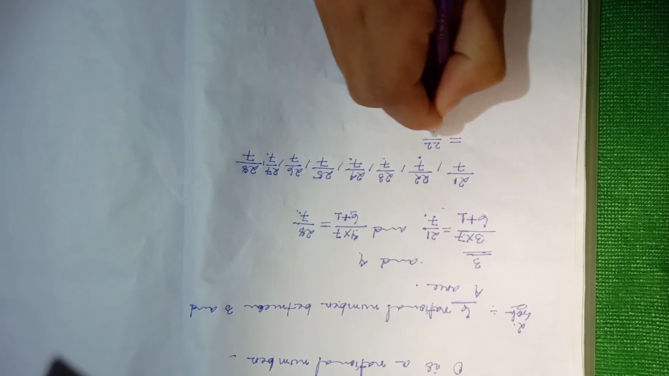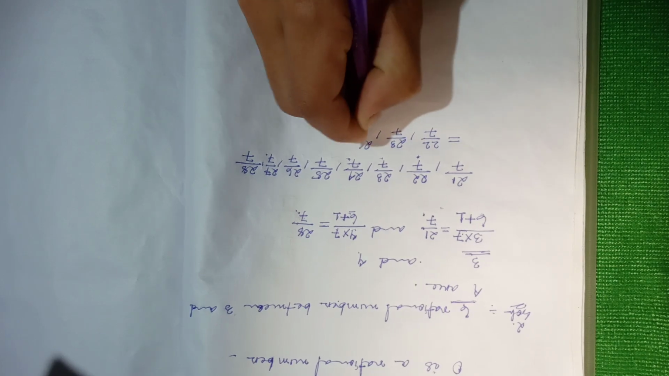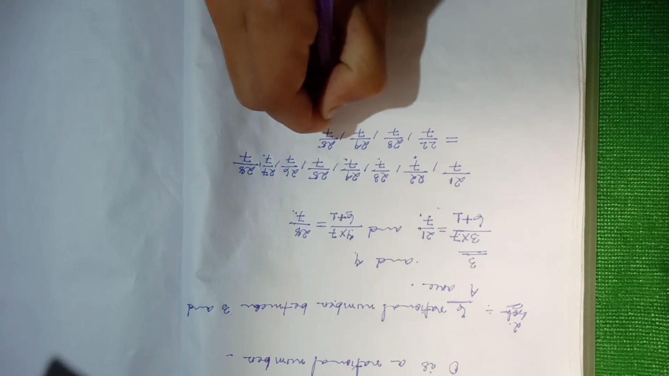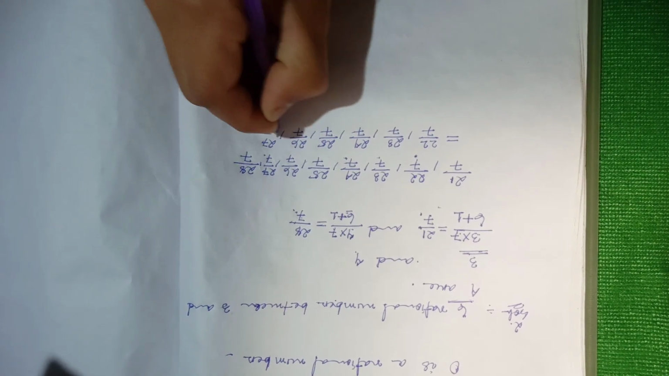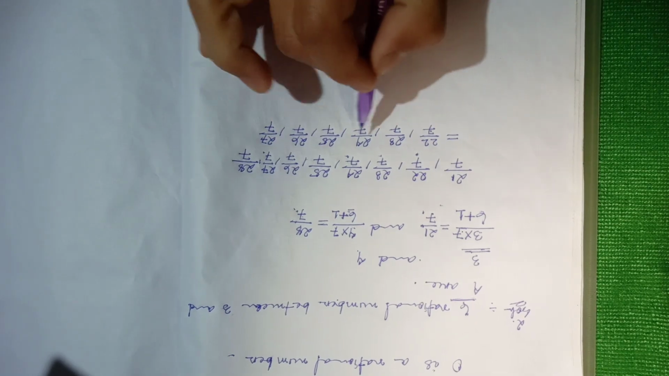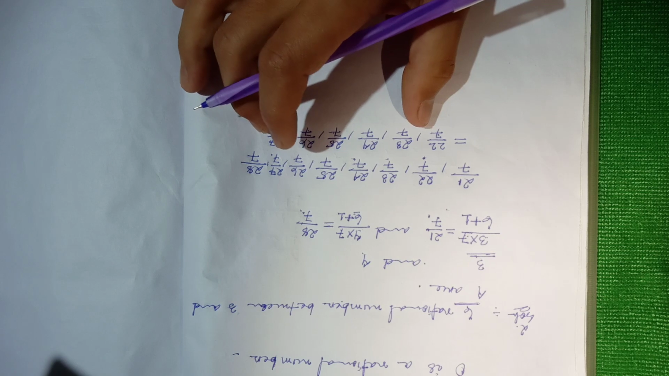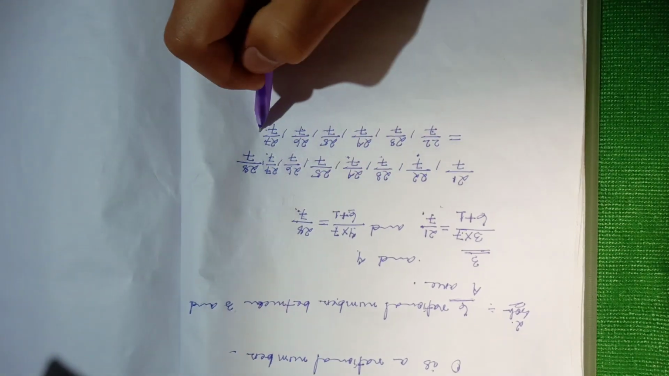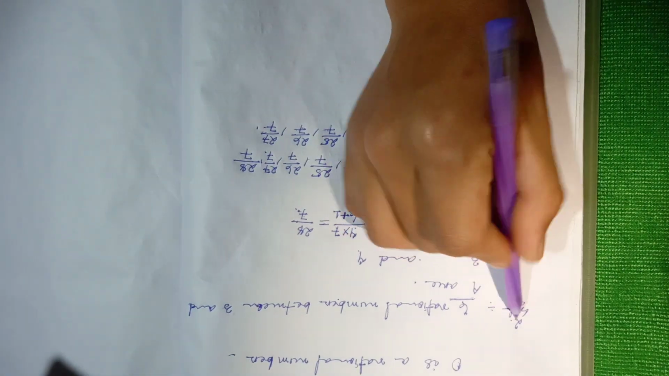22 by 7, 23 by 7, 24 by 7, 25 by 7, 26 by 7, and 27 by 7. 1, 2, 3, 4, 5, 6. So these are the required 6 rational numbers between these two rational numbers. Okay, so that is the end of solving this question number 2.